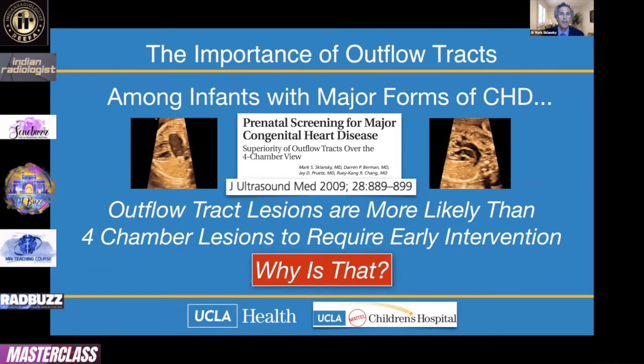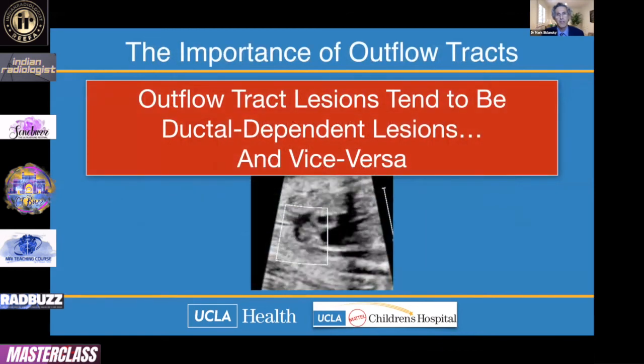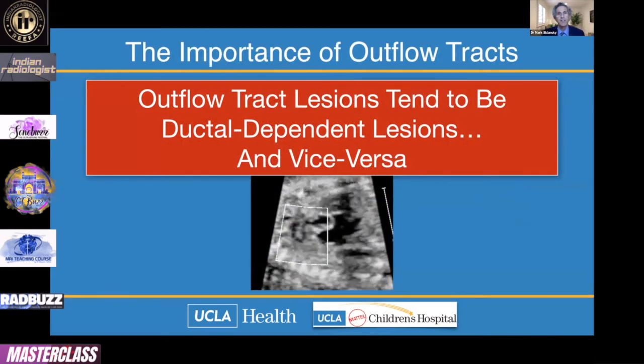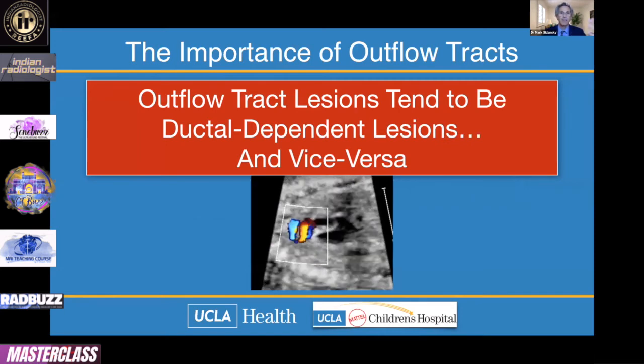And actually, the fact is that among infants with major forms of heart disease, outflow tract lesions are more likely than 4-chamber lesions to require early intervention and thus to benefit from prenatal detection. So why are outflow tract lesions more likely to require early intervention? It's because outflow tract lesions tend to be ductal-dependent lesions and vice versa. Ductal-dependent lesions tend to be outflow tract.